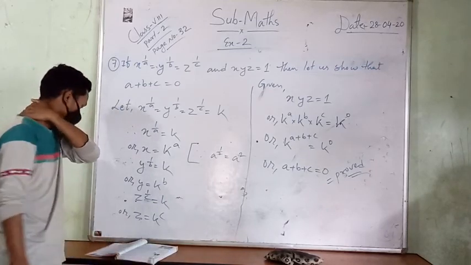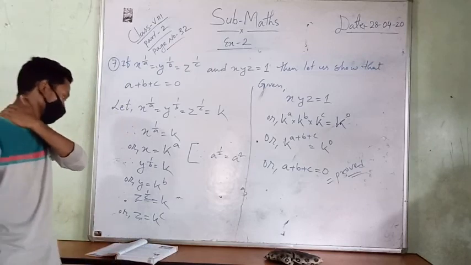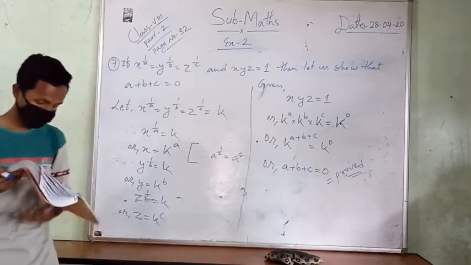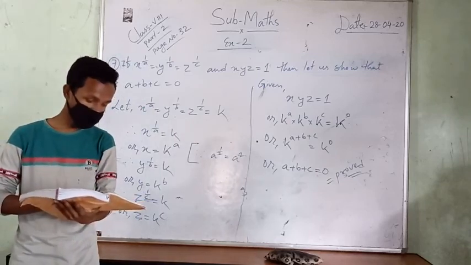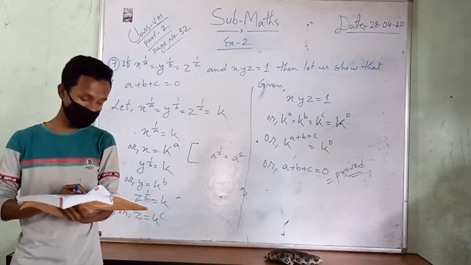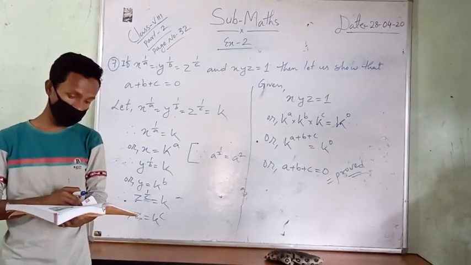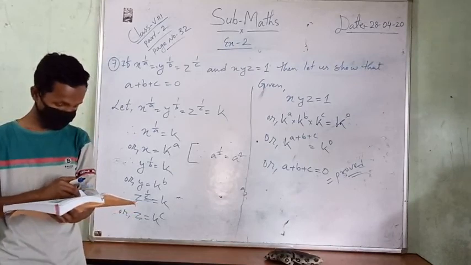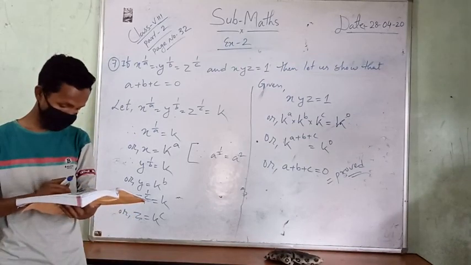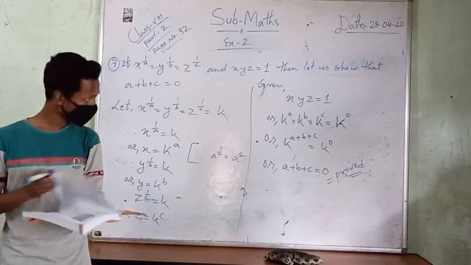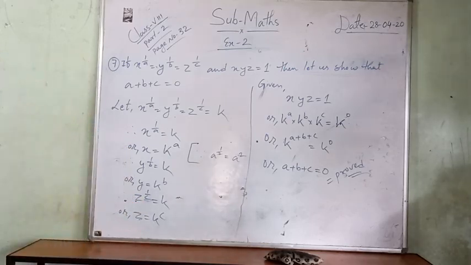Okay, number 8 is your homework. That is also the same as number 7. Number 8 you have to do it. From number 9 we will do it in the next class. From number 9, then MCQ and short answer. Then this chapter finishes. Okay, thank you. Good.